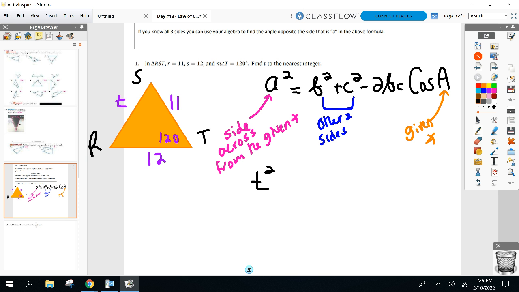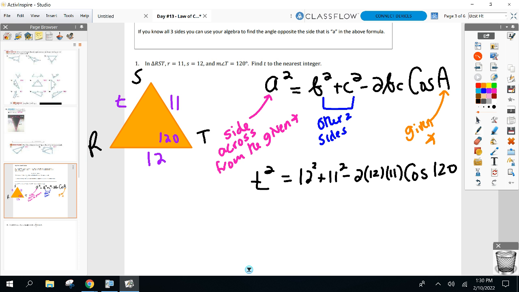So I start off with T squared equals, what are my other 2 sides? Which are 12 and 11, and the order doesn't matter. 12 squared plus 11 squared. Good. You want to do 11 squared plus 12 squared? Fine. Minus 2 times, what were b and c, your other 2 sides again? 11 and 12. Times the cosine of, what's my angle? 120. So that's how I'm going to find side T.